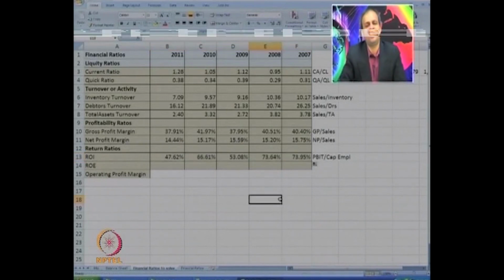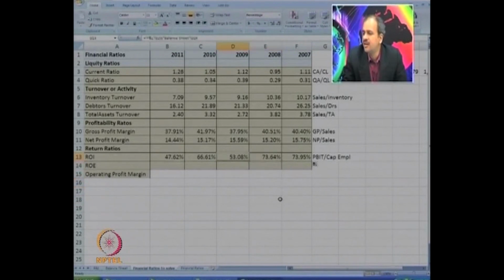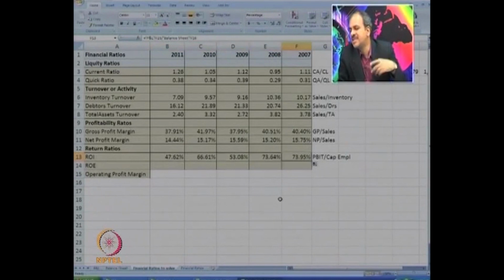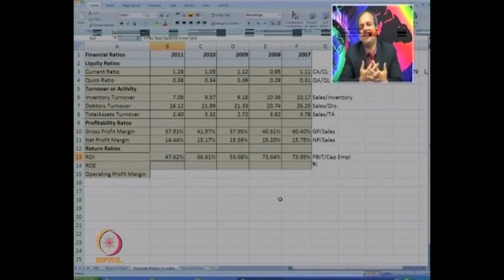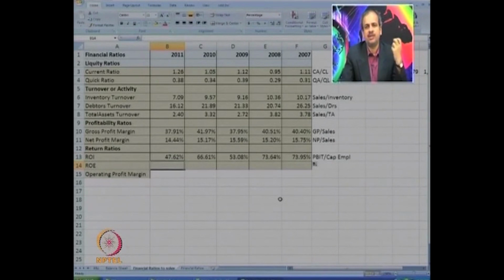So, you can see really a very good return on the investment. Currently, it is 47%, though it has gone down. Earlier, it was as high as 73%. Every year, it is falling somewhat, and currently it is below 50%. Still, it is an excellent return on the money employed in the business.